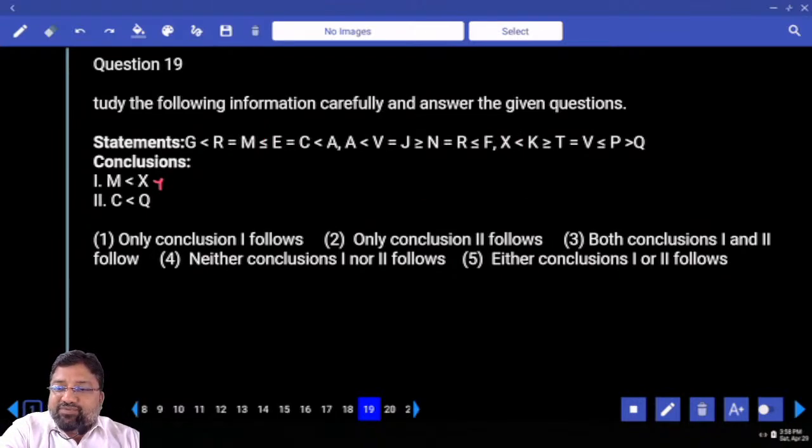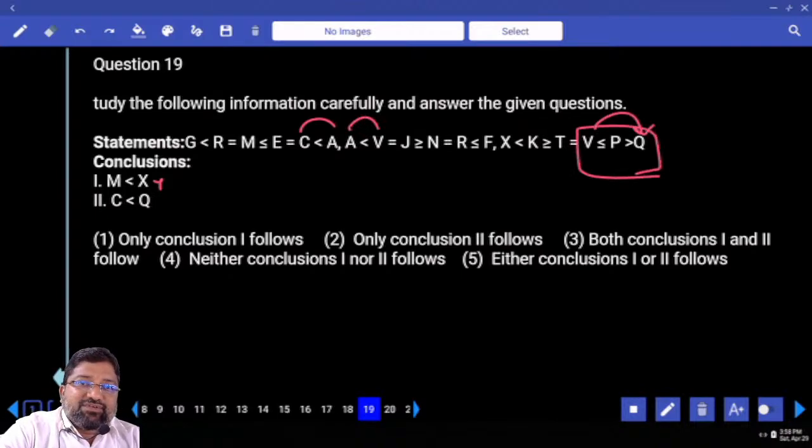Now I am supposed to go from C to Q. Same story. From C you will go to A. From A you will go to B. From B we will go to Q. But look here, what happens between V and Q? Will I get my answer? No. What's my answer? Cannot be determined. Neither 1 nor 2. Understood everyone?